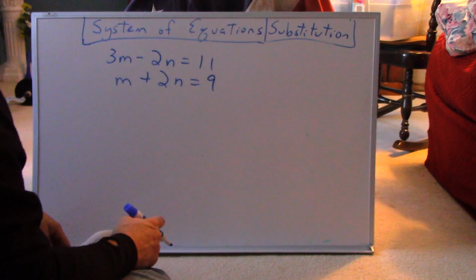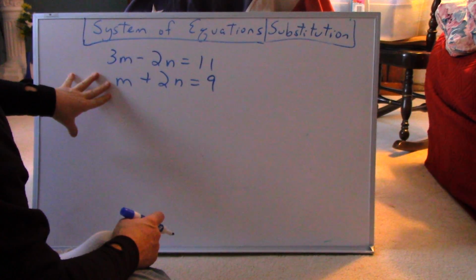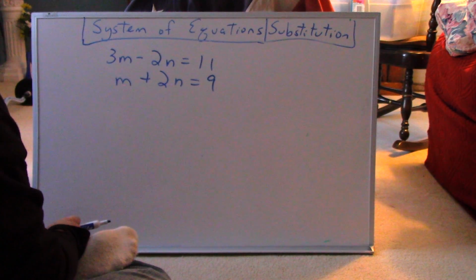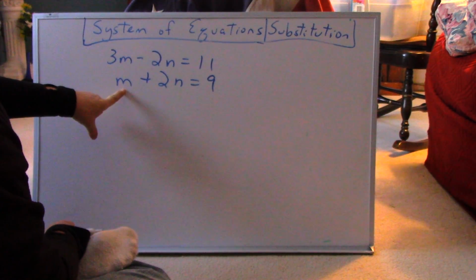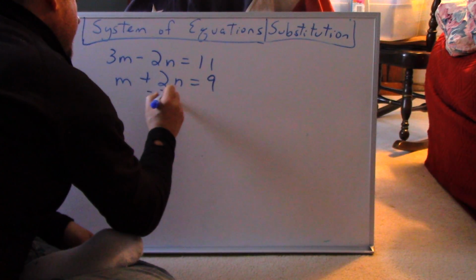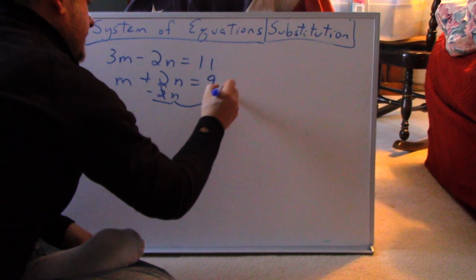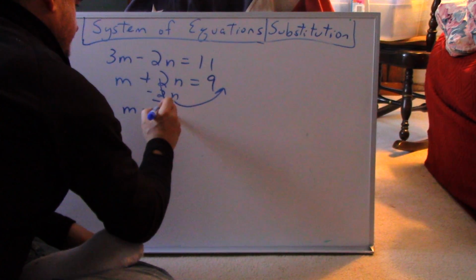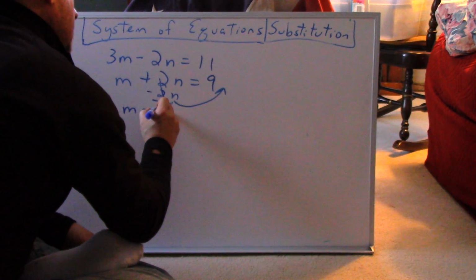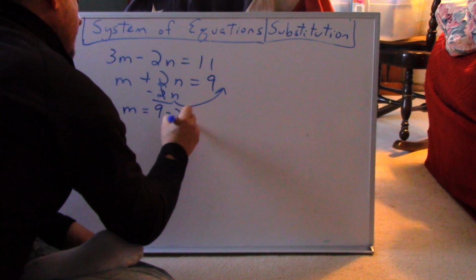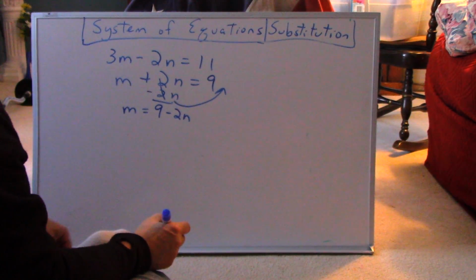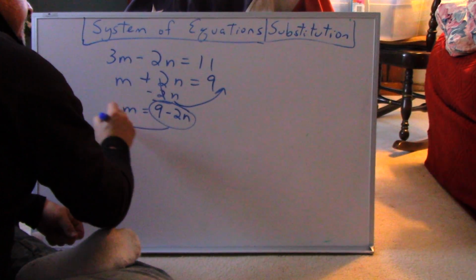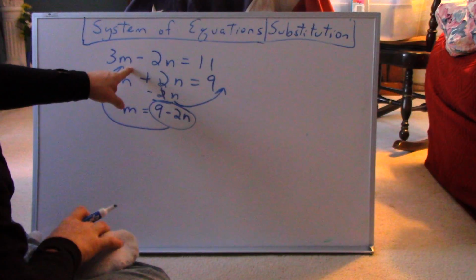So what you need to do is take one of the equations and move it around to isolate one of the variables. I think it's easiest here to just isolate the m. So I'm going to move the 2n over here. Then this equation will say m equals 9 minus 2n.